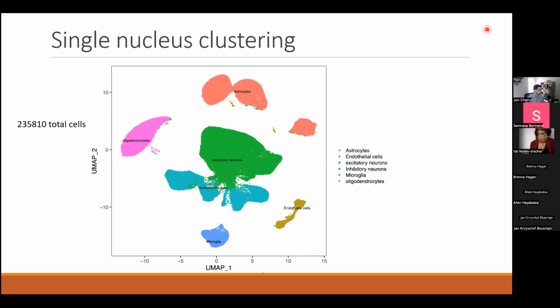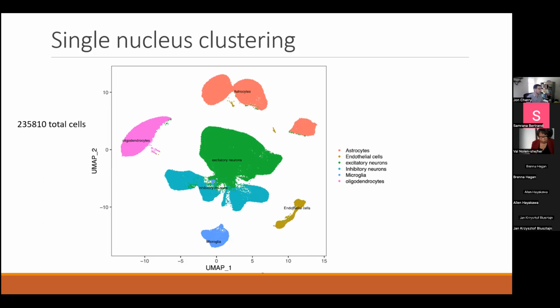This is a UMAP, or some people use t-SNE plots, to look at the overall clusters of their individual cell types. Every single dot on here is an individual cell. Because we've sequenced them all individually, we can look to see what they are based on particular marker genes. So we use marker genes to identify individual populations of cells.